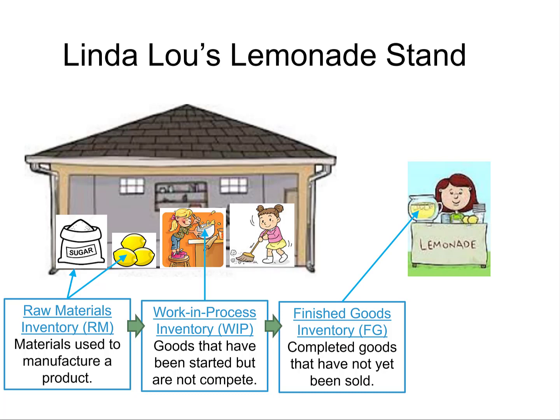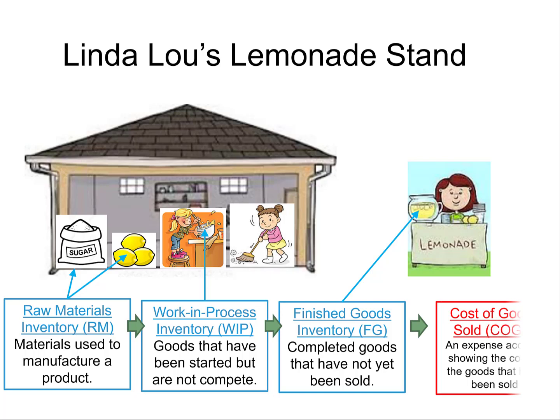But what happens when some of the finished goods are sold? The cost transfers from finished goods to cost of goods sold, an expense account on the income statement. So when a cup of lemonade is sold, finished goods inventory decreases by the cost of that cup of lemonade, and cost of goods sold, the expense, increases by the same amount. Later I'll show you how this works with T accounts.